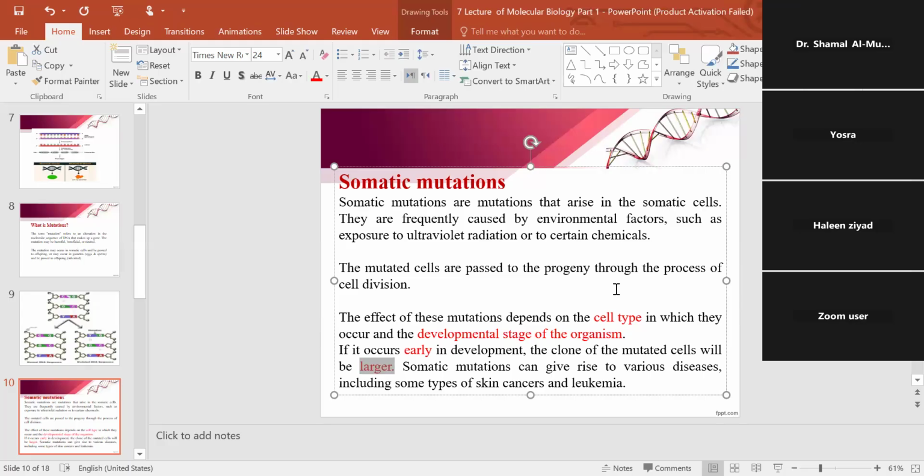Somatic mutation can give rise to various diseases, including some types of skin cancers and leukemia. These are two important examples of somatic mutations.